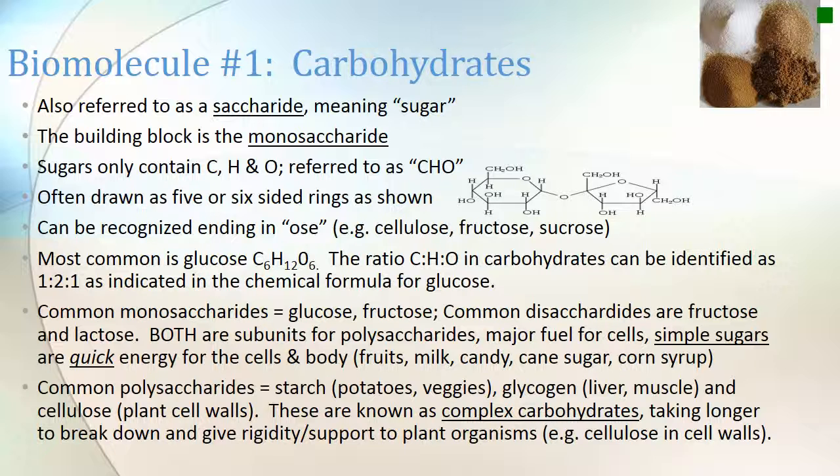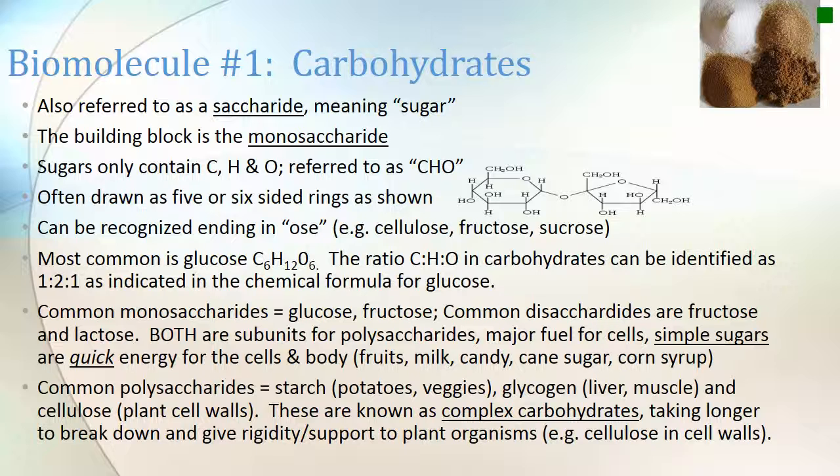The common polysaccharides, you've heard of these, but just a reminder, they are starch. Starch is in our potatoes and other vegetables like carrots and corn and peas. Also glycogen. You may have not heard of that term, but glycogen is stored in the liver and muscle. And cellulose. This is a big one. Cellulose gives that rigidity and support because it's in the plant cell walls. That helps the plant organisms to withstand the wind and the rain and environmental factors like that.